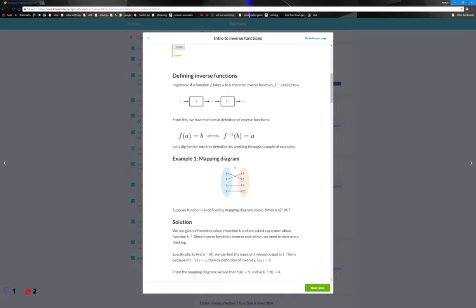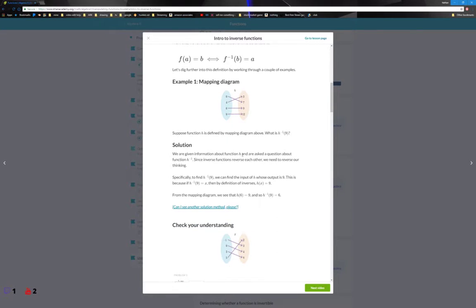So H inverse of 9, well, if we flip them and draw the lines back, it would be 6. We are given information that asks a question about function H inverse. Since inverse functions reverse each other, we need to reverse our thinking. Specifically, to find H inverse of 9, we can find the input of H whose output is 9. This is because H inverse of 9 equals x, then by definition H of x equals 9. For the mapping diagram, we see that H of 6 equals 9, so H inverse of 9 equals 6.